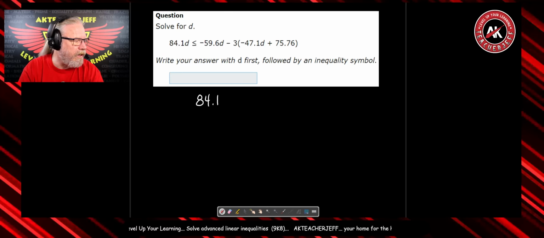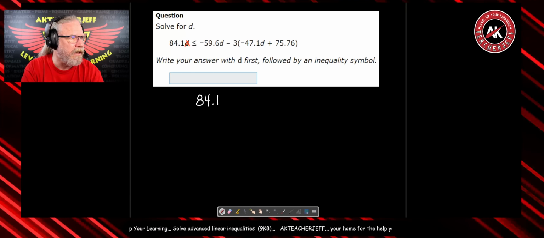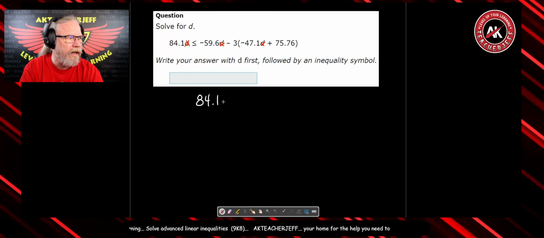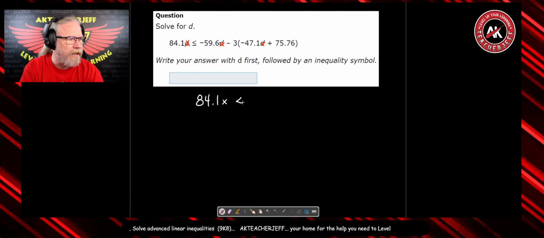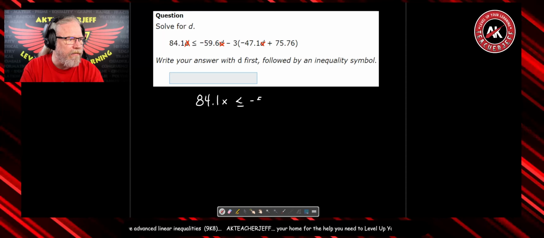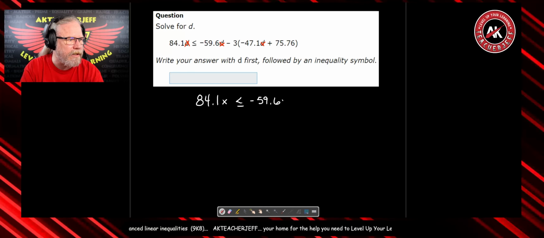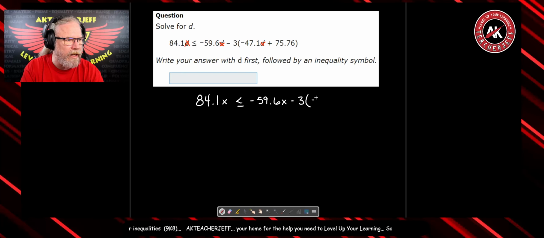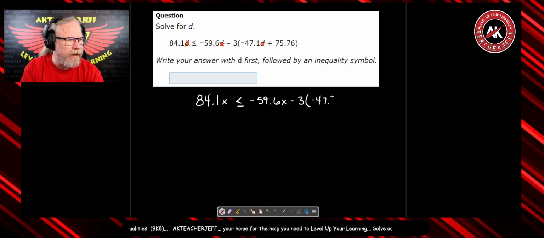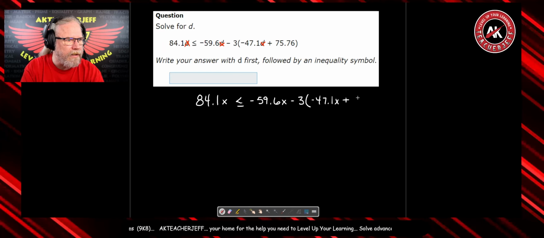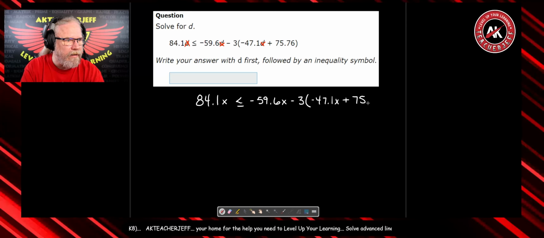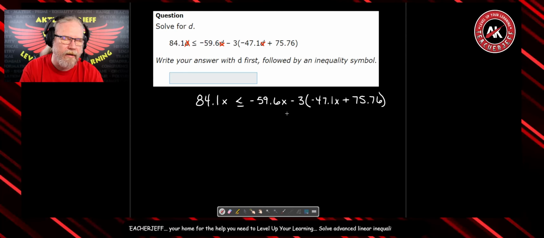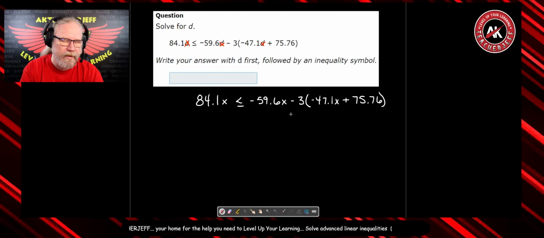And I'm going to call them the Ds. Here's another trick I like to use. I like to just put all the variables as X's because X's don't look like other numbers. So 8.1x is less than or equal to negative 59.6x minus 3 times the quantity of negative 47.1x plus 75.76. And we just got another decimal place there. So I was thinking about multiplying everything by 10 to get rid of the decimals. We'll just go ahead and deal with the decimals.